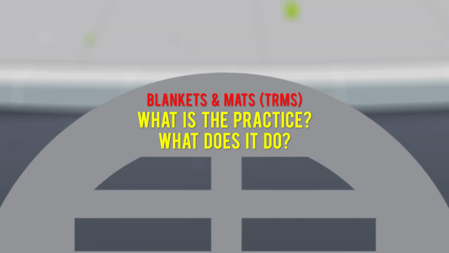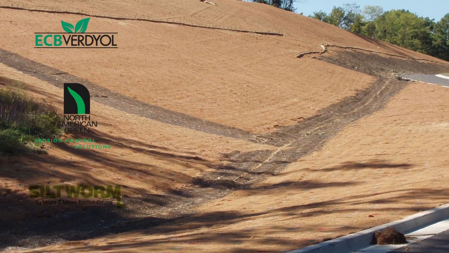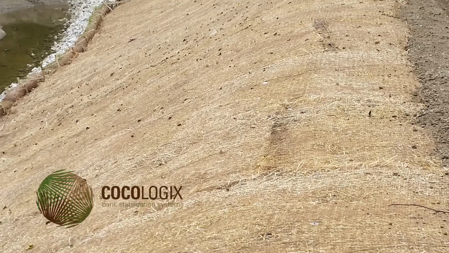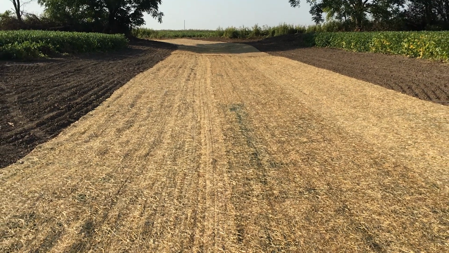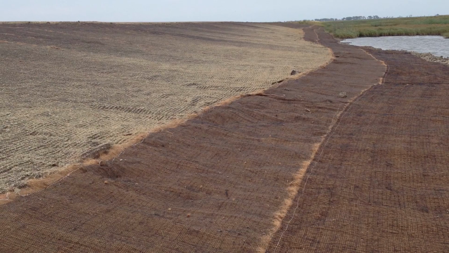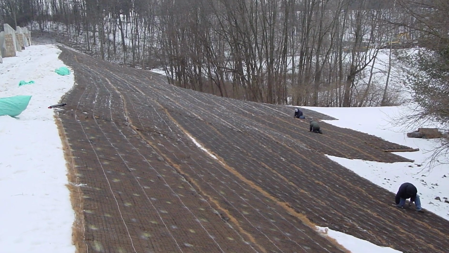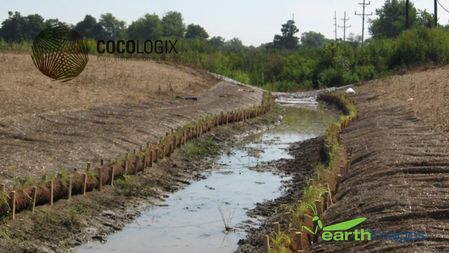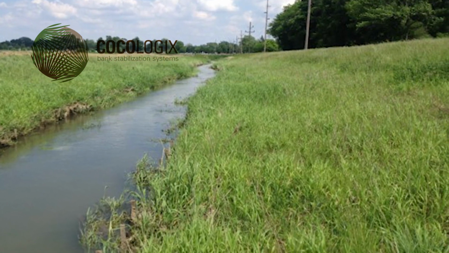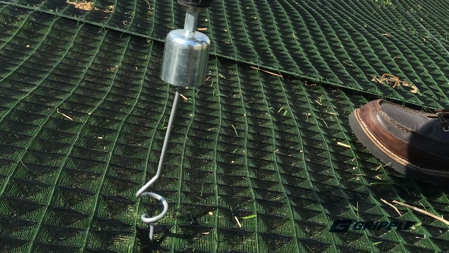Blankets and mats, TRMs. What is the practice and what does it do? An erosion control mat, ECM, is a temporary protective mulch blanket or soil stabilization mat constructed with rolled erosion control product, or RECP. Turf reinforcement mats, or TRMs, are high strength and can be left in place permanently. How does it work? It works by limiting erosion from rainfall or overland flow, or to enhance revegetation. How to install. Install per the manufacturer's specification and as shown in the construction plans.